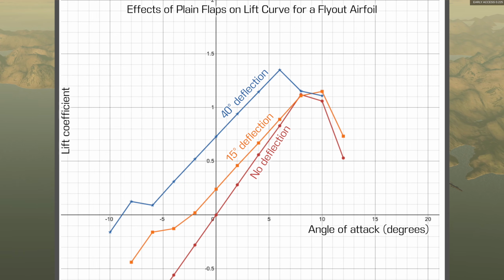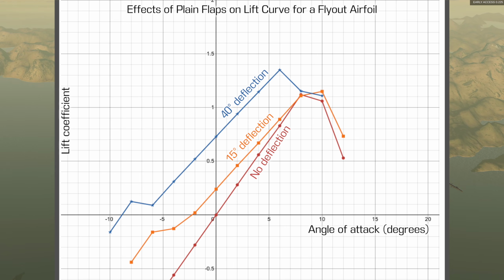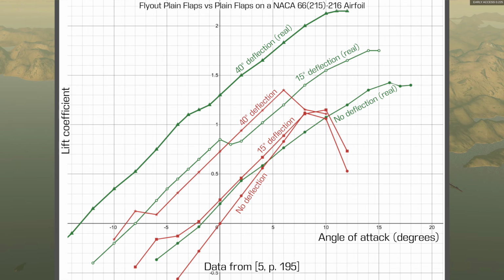At higher flap deflection angles, the behavior does actually become somewhat correct, though it still shows a shallower lift curve, and the maximum lift coefficient is nowhere near as high as it should be. For comparison, here is the data from the real flapped airfoil overlaid on the same graph. Note that the 40-degree deflection for the real airfoil has been added.